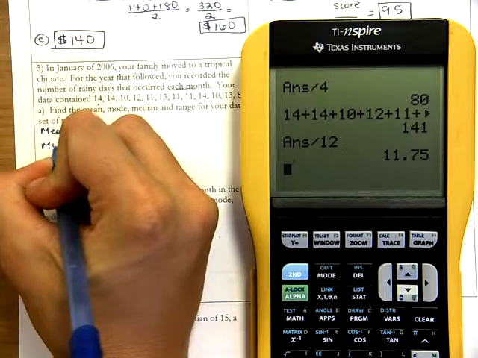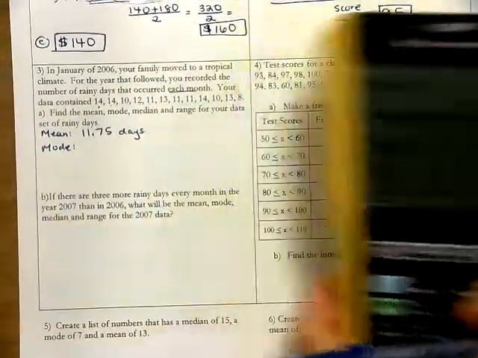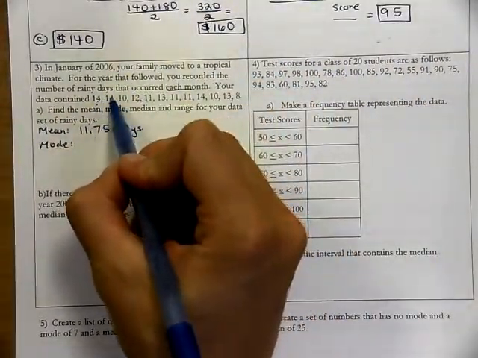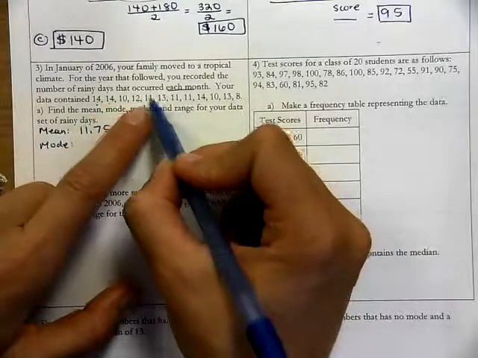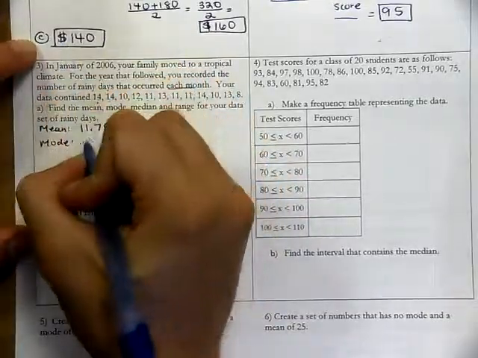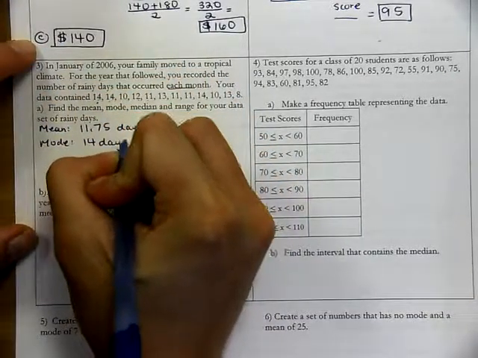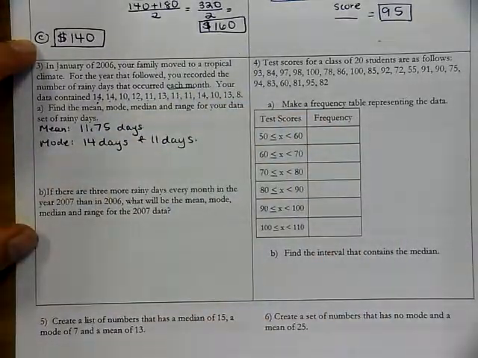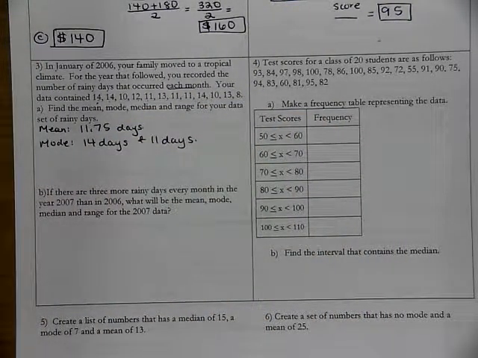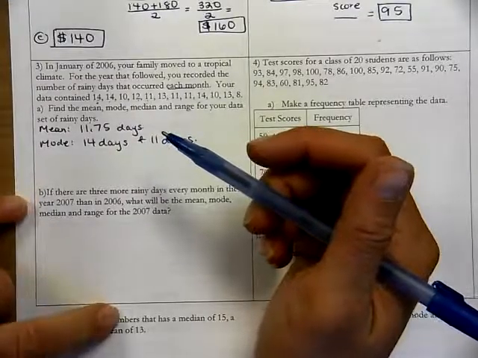The mode, the next thing it asked me, is the most common. When I look at this, 14 appears 1, 2, 3 times. I've got 10 appearing twice. 11 appears 3 times as well. So 14 days and 11 days. We have 2 modes in this situation because there's 2 numbers that show up 3 times.